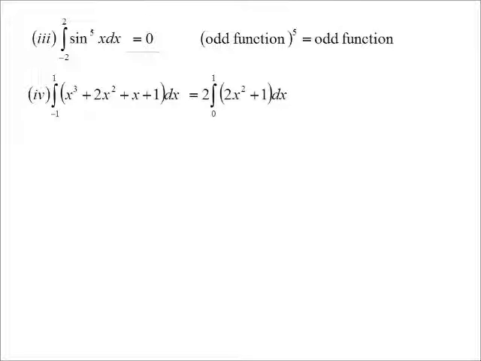You see, x cubed, when I integrate that one, it's an odd function. I know that bit's going to be 0. 2x squared, that's an even function, so I can go twice from 0 to 1. X, that's an odd function, disappears. 1, that's an even function, so I can go twice 0 to 1. So I can simplify that integral to just be twice the integral of 2x squared plus 1.